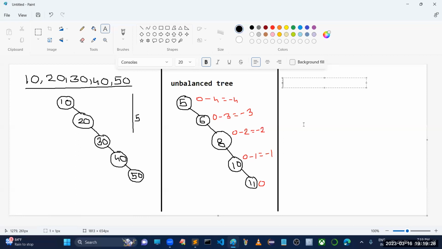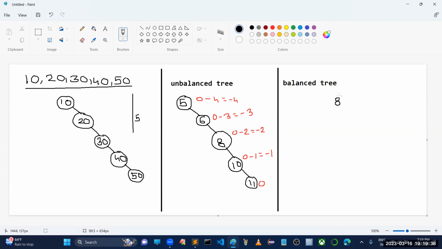Sir, if you take a balanced tree, how it will be? Very simple. I am going to take the same example, like 8 I am considering as a root node. Next, its left subtree is nothing but 5, and its right subtree is nothing but 10. For 10, right subtree is nothing but 11. For 5, left subtree is nothing but 3. Right subtree will become 6. Like this I have. So this one is nothing but a balanced tree, sir.